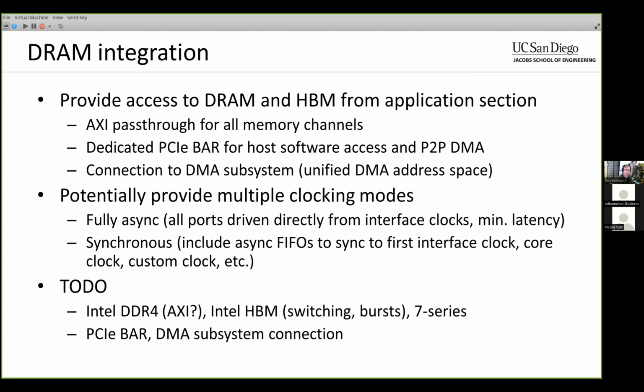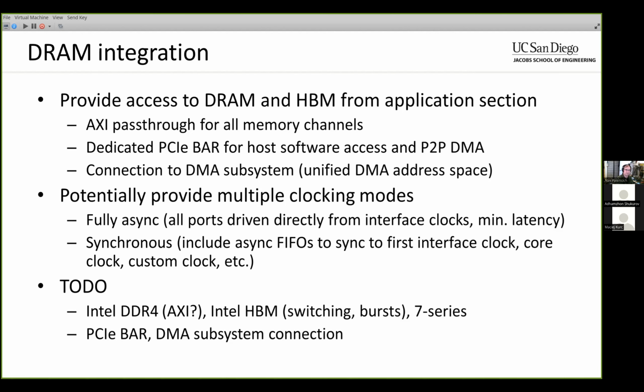So the second mode would be synchronous, where async FIFOs are inserted internally to sync everything to some internal clock. So I'm thinking there probably even needs to be a selection here. One option could be we're going to take the first MIG clock and synchronize everything to that. So it's not the same as a core clock, but if you have like 2 or 4 memory channels, they're all running at the same clock rate. You don't need to worry about crossing all those. You can just connect an AXI crossbar or whatever.